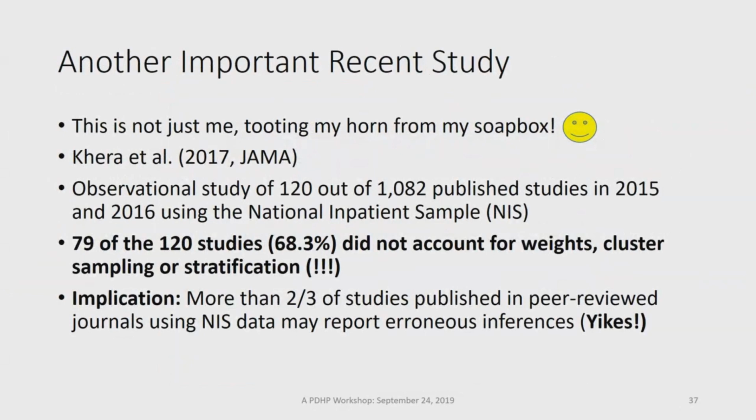Anybody worked with those data before? The NIS is a big data set of inpatient visits, recording various things that happened during those visits. Of the 120 studies that they coded, 79 ignored everything. And they coded code. They went above and beyond what we did. They coded in journals that require the code to be shown. 79 out of the 120 studies didn't account for any of these things, let alone just the weights. So it's not just me. This is a problem that appears to be happening in multiple fields, multiple different types of survey data sets.